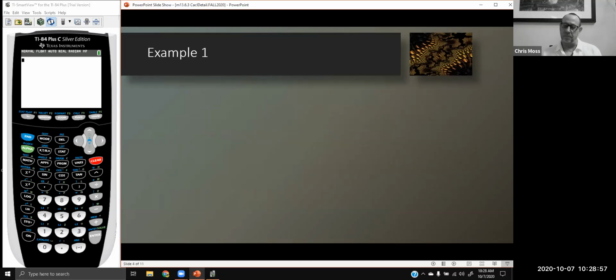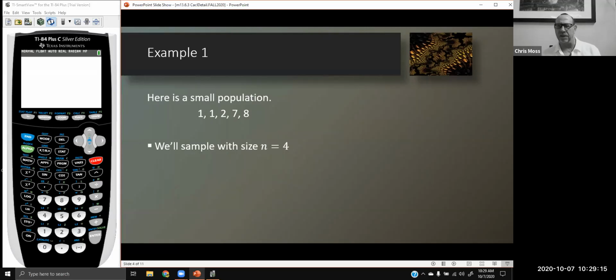So here's our first example. Here's a small population. I have no idea what we're measuring, but it's a very, very small population. There's only 5 items, people, objects, whatever, in this population. Now we're going to take a sample of size n equals 4. So really only one of the numbers is going to get left out of the mix. However, we want to consider all possible samples of size n equals 4.